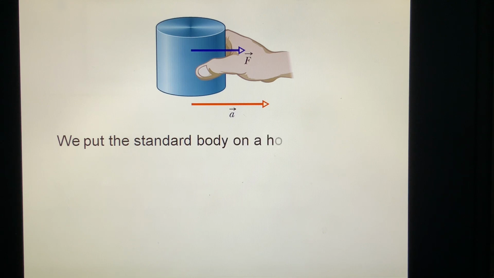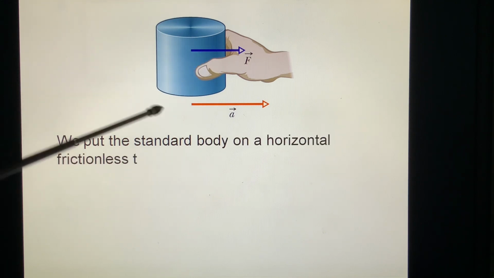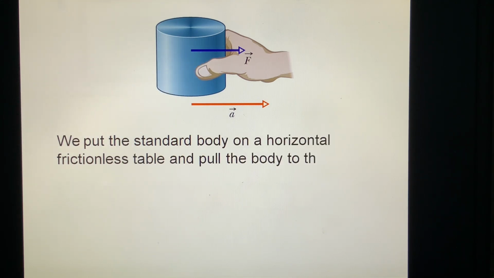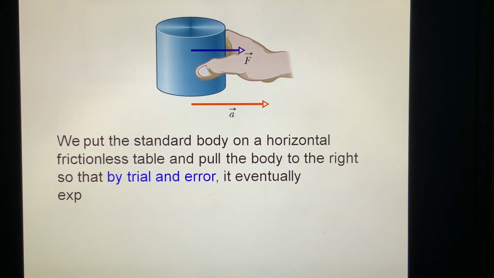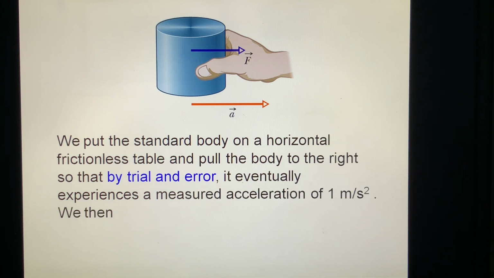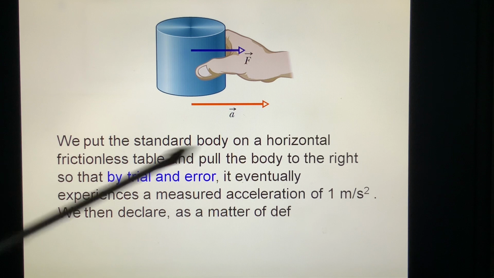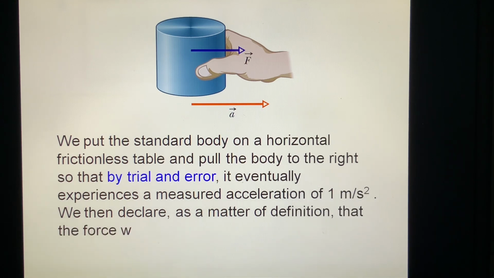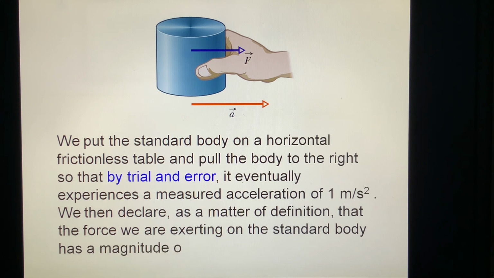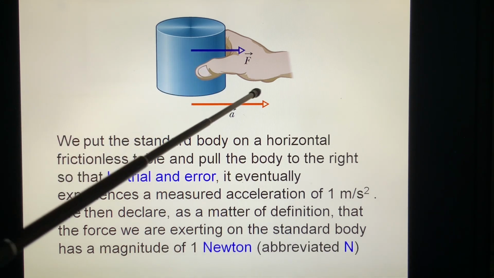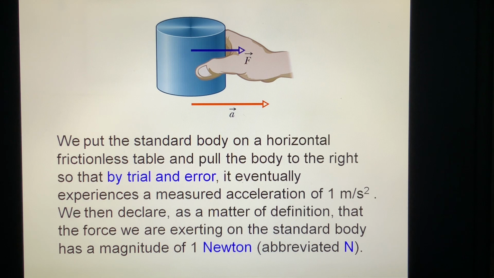We put the standard body on a horizontal frictionless table and pull the body to the right so that by trial and error, it eventually experiences a measured acceleration of 1 meter per second squared. We then declare, as a matter of definition, that the force we are exerting on the standard body has a magnitude of 1 Newton, abbreviated capital N.